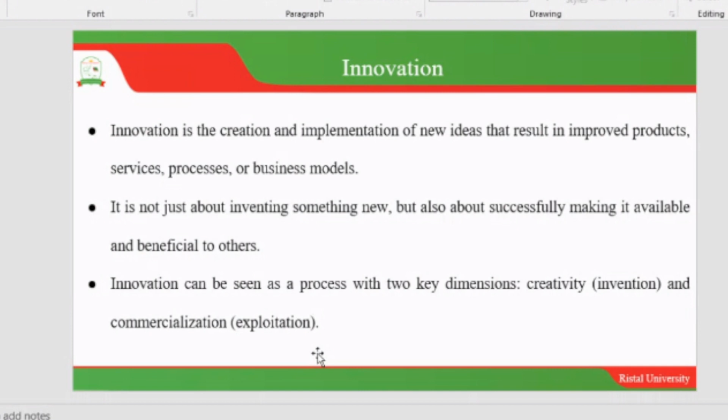So innovation can be seen as a process with two key dimensions, where you first create, or what we are calling invention, and then you commercialize or exploit. That is when you involve the end user, so that it can ultimately become an innovation, that that product is going to be used by the target user.